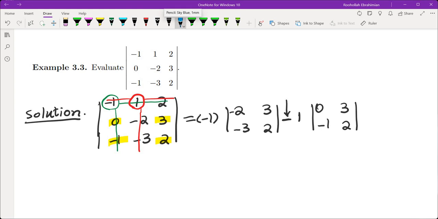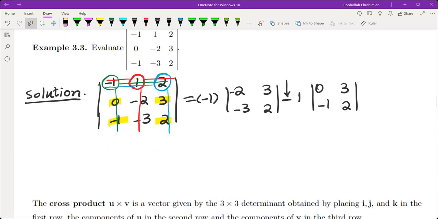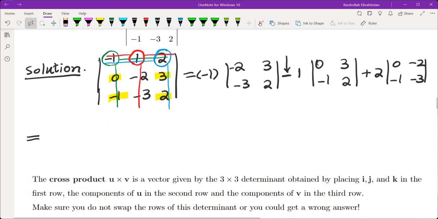Then we move to the next entry here. So this is the entry. We're going to remove the first row again and the last column. So the signs alternate. The first one was plus, the next one was -1, and the last one is going to be plus 2. And then we are left with a 2 by 2 determinant. After removing the first row and the last column, we get 0, -2, -1, -3. Let's evaluate this, and that would be our final answer.